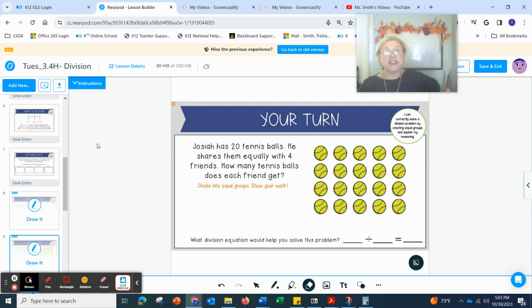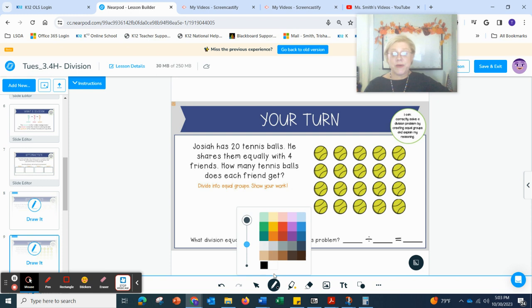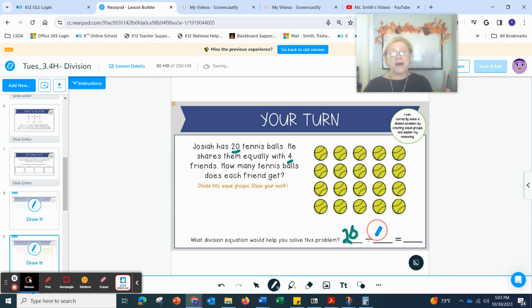Okay, next question. Josiah has 20 tennis balls. He shares them equally with 4 friends. How many tennis balls does each friend get? So what are some things we know? We know that we have 20 tennis balls, and he is breaking them up into 4 equal groups. What division problem can we create? 20 divided by 4 equals, we'll have to figure that out. We could also use multiplication. 4 times a number equals 20.